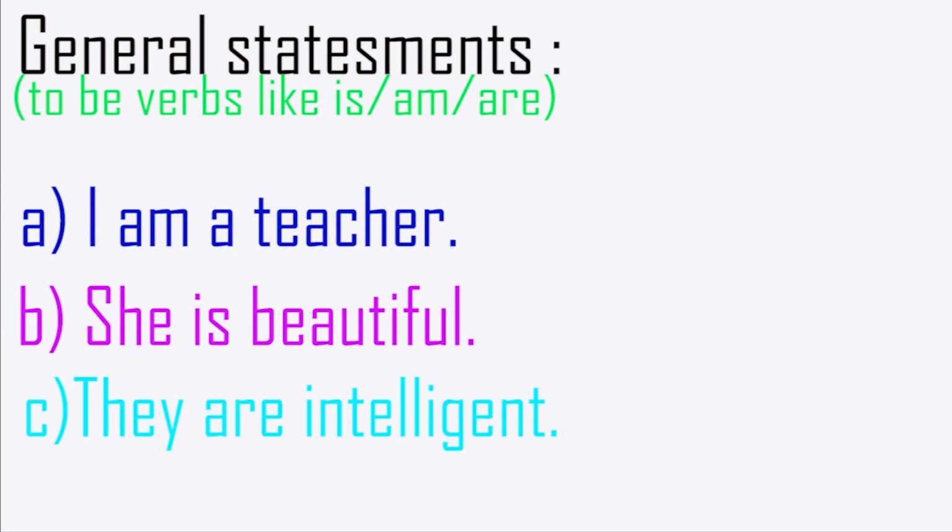Present simple tense is also used in general statements with the help of to be verbs like is, am, are. For example, I am a teacher, she is beautiful, they are intelligent.